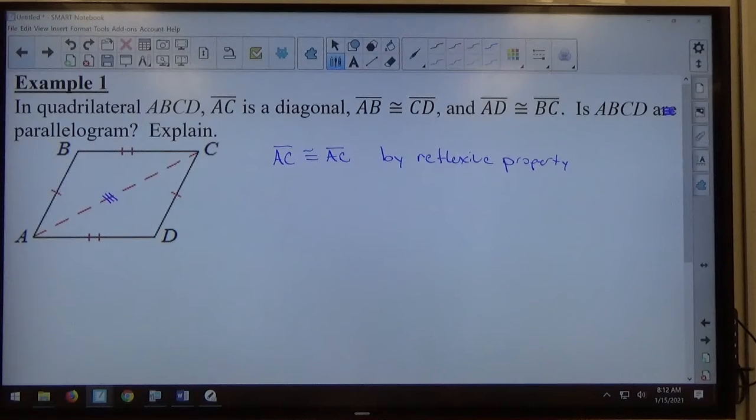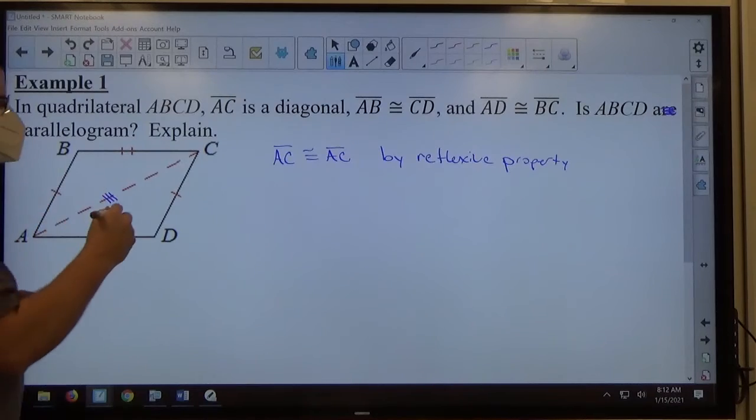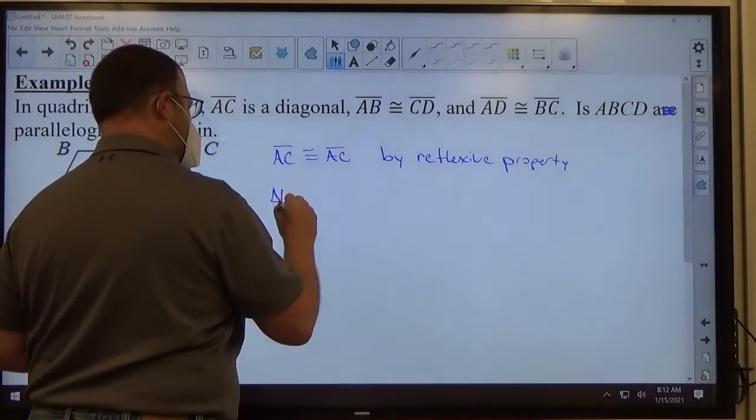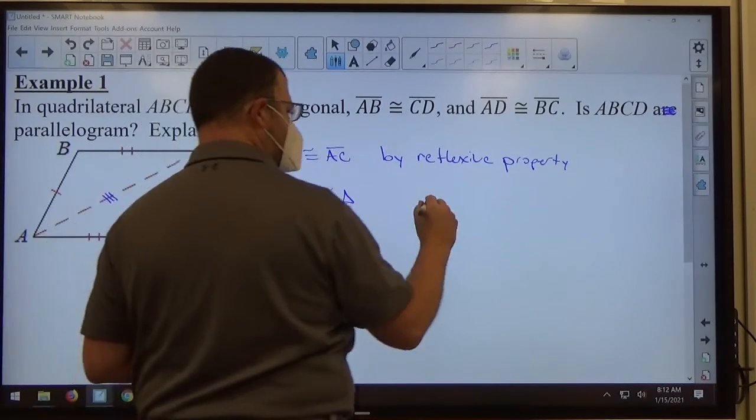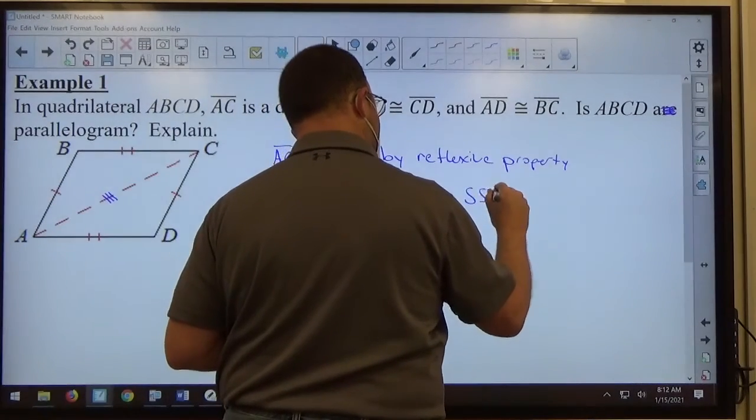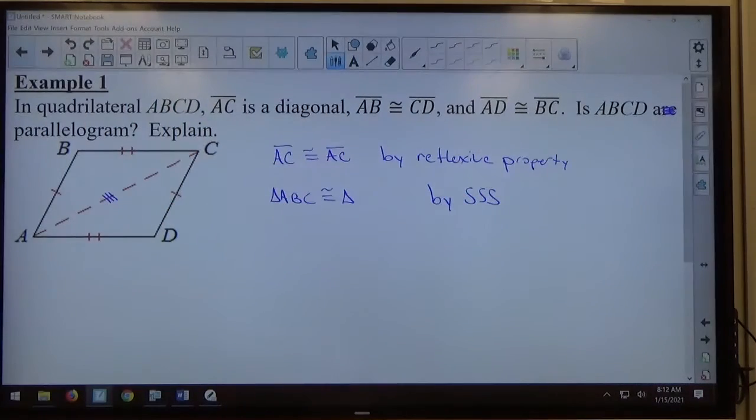Okay, looking at the triangles there. Look at the two triangles we have now. We have side, side, side congruence of the two triangles. If I'm going to name the first triangle ABC, remember I have to be careful about how I name the second triangle based on the corresponding pieces. So A to B to C would match C to D to A.